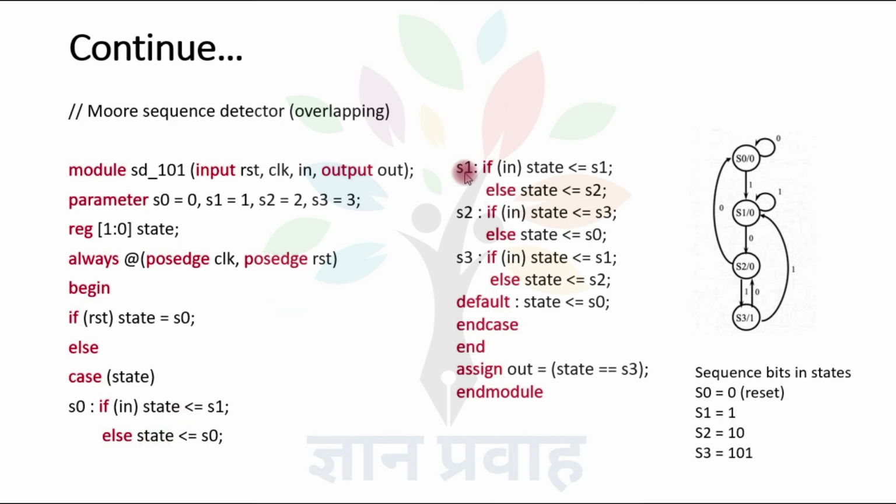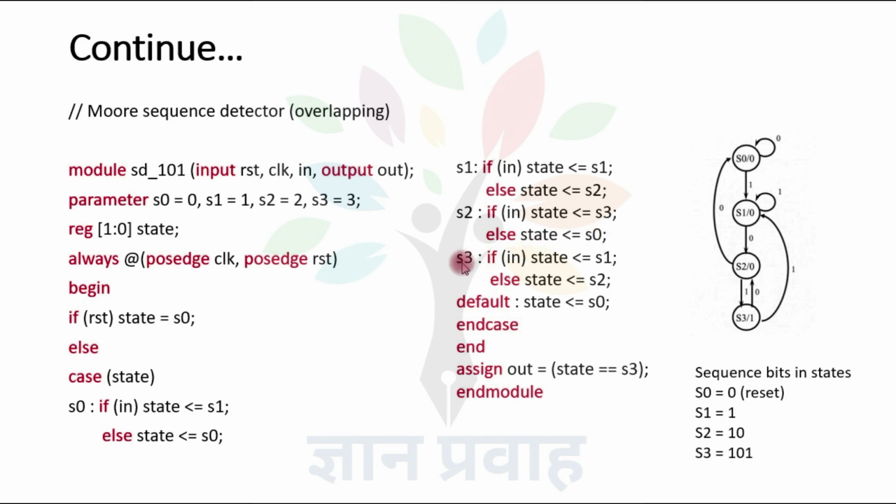When we are at state S1, if input bit is 1, then next state is S1. If input bit is 0, next state is S2. For S2 state, when we are receiving input bit 1, then state will be S3. Otherwise, next state is the reset state, that is S0. So next state is S0 if we are receiving 0 input bit.